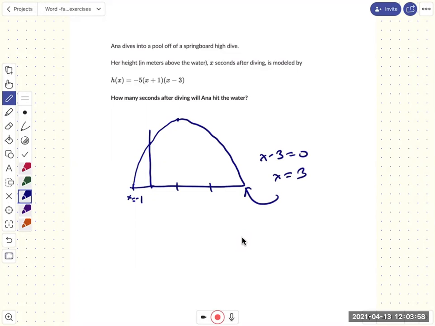So she got up to 20 meters. She was at 15 meters at 0. And at 1 second, she was at 20. Now you ask yourself, where was she at 2? Well, think about that symmetry. So she should have been also at 15. So you see how much faster it is that last second as she's going down.